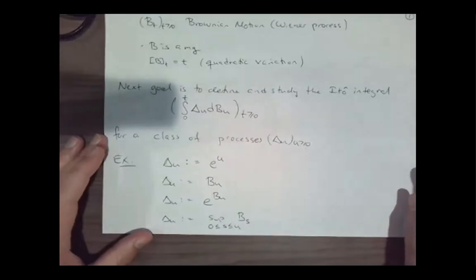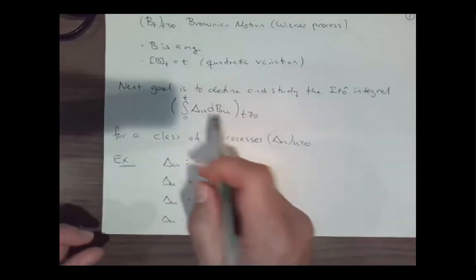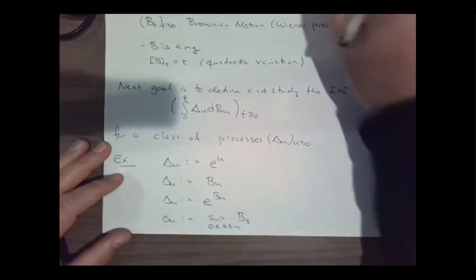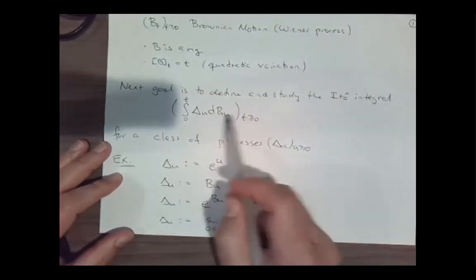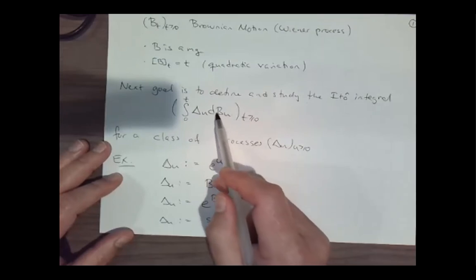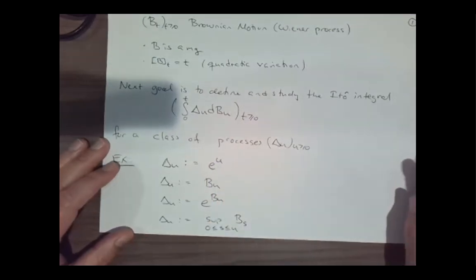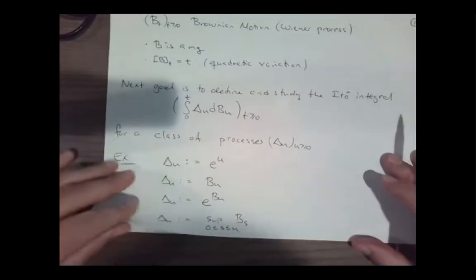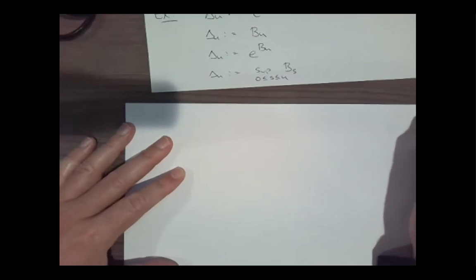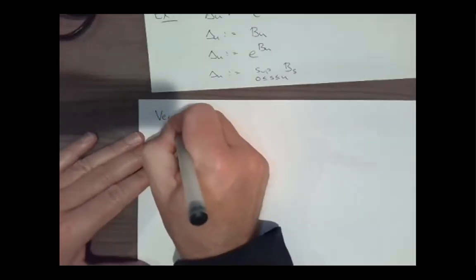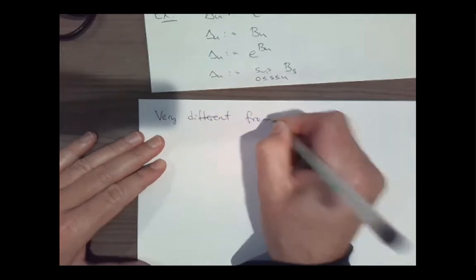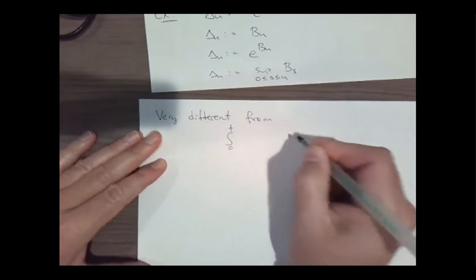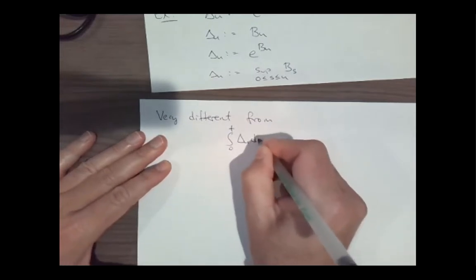So this is the goal to do. And so it's an integral. One should not mistake this integral with a Riemann integral. This is not the case. This is dBu. So this is quite different. I should say this is going to be very different from, say, an integral from 0 to t of delta U du.